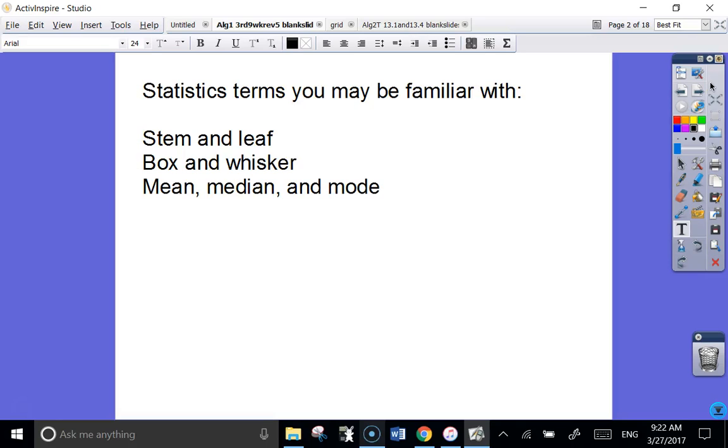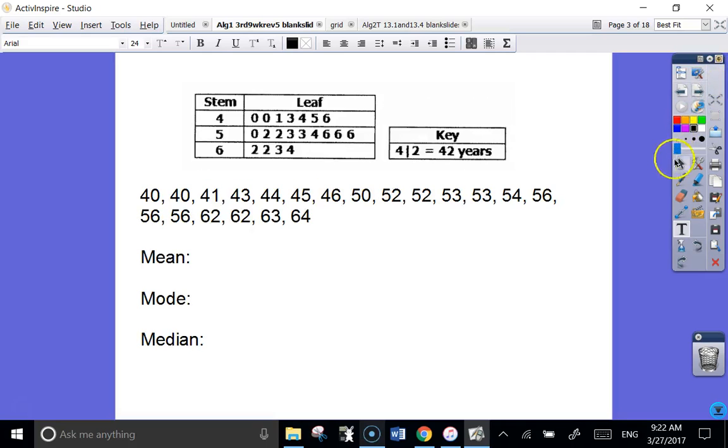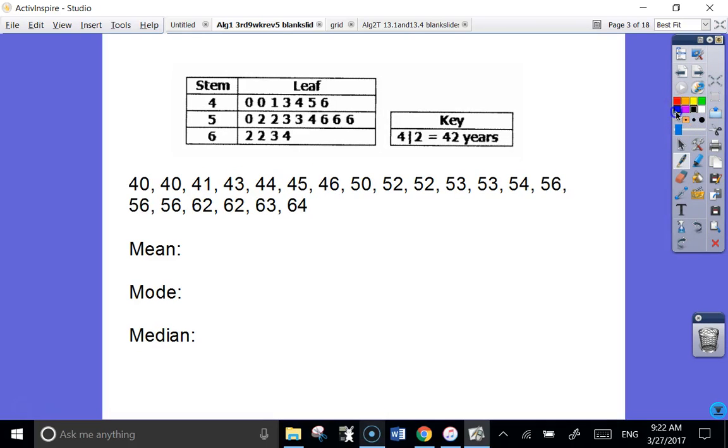So here we go. Let me change my pen to blue. Okay. So remember what a stem and leaf is. Usually you get the stem and leaf, and it's like a shorthand way. At this point we're not actually going to the question. This is a shorthand way to write a bunch of data.